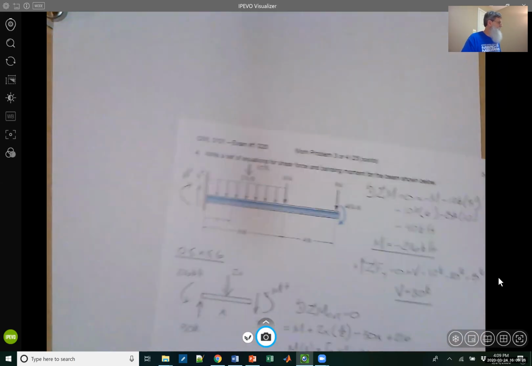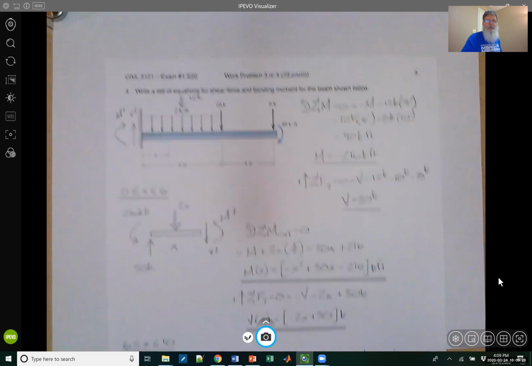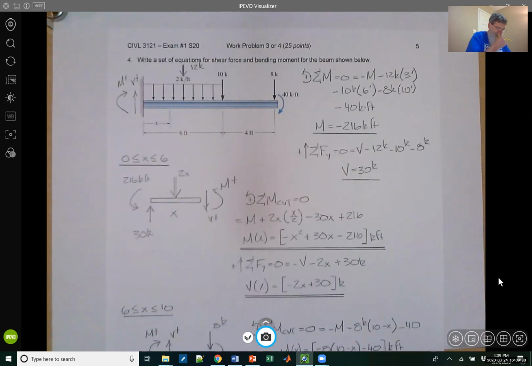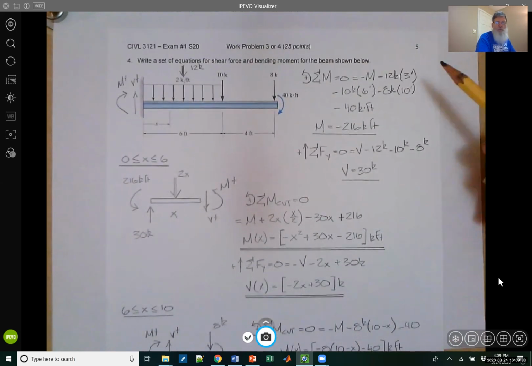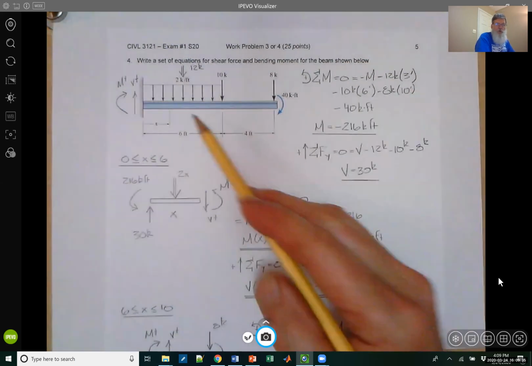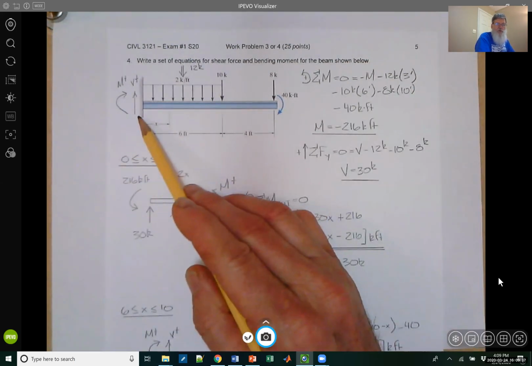Okay, the fourth one, problem 4, this one everybody liked. I guess it's maybe a little easier amount of work, I'm not sure. So I started off by finding my reactions for moment and shear at the fixed connection.